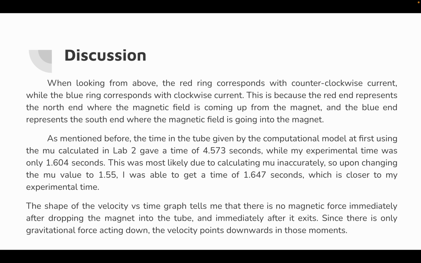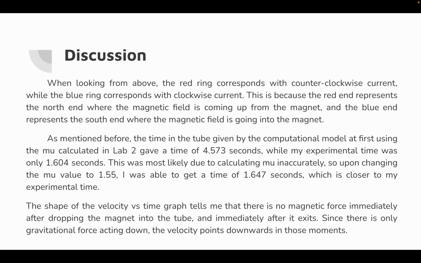As mentioned before, the time in the tube given by the computational model at first, using the mu calculated in lab 2, gave a time of 4.573 seconds, while my experimental time was only 1.604 seconds. This is most likely due to calculating mu inaccurately in lab 2, so upon changing the mu value to 1.55, I was able to get a time of 1.647, which is closer to my experimental time.